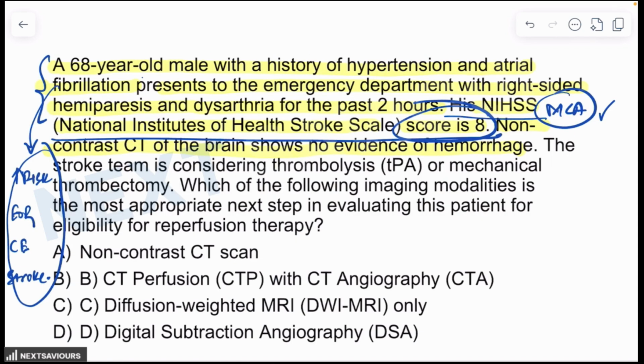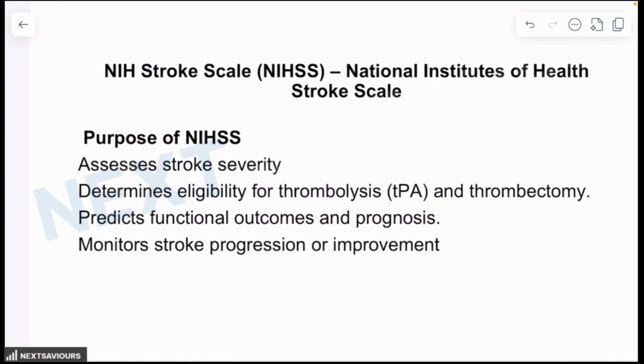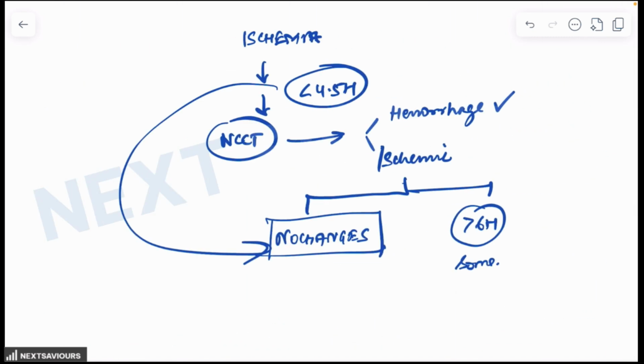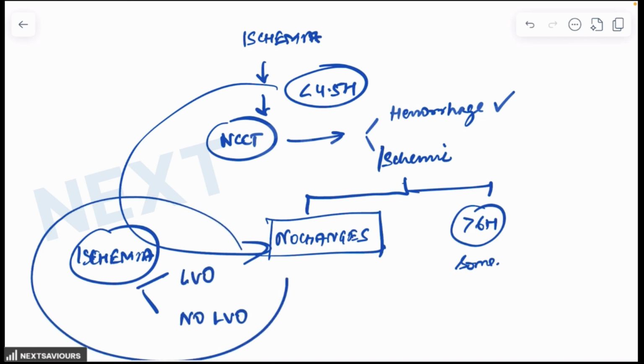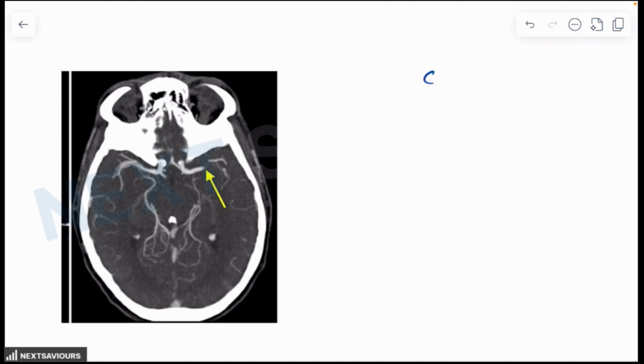But here in our question, the NCCT head shows no evidence of hemorrhage. That's it. And no features of ischemia are provided to you. Now, the next step for you in order to manage this patient is that, okay, the patient is presenting with ischemia, possibly. Then the first thing that you have to identify is whether there is a large vessel occlusion or not. So how will you identify this? It is based on CTA, that means CT angiography.